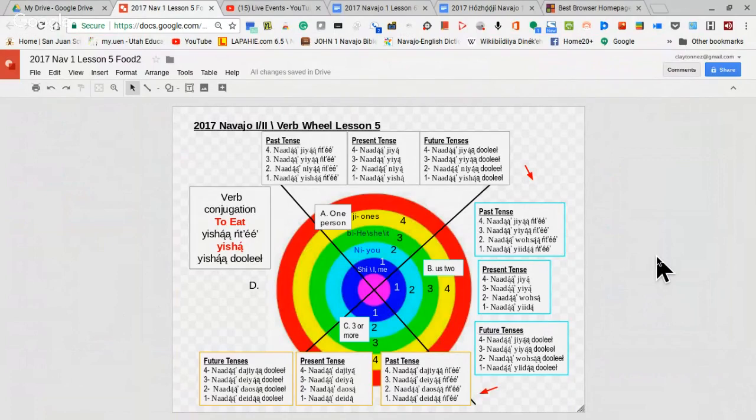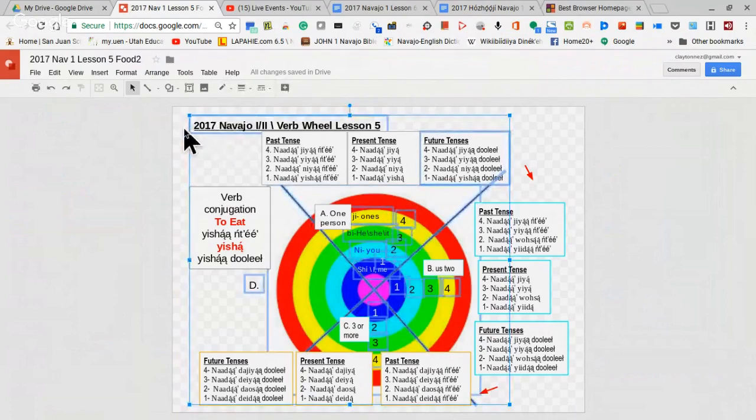Rather than using boxes, I decided that it'd be nice to use the wheel based on the four directions idea. So if you were to look at this as the four directions, straight up would be the east, this right side would be the south, and then way at the bottom would be the west area. Okay.